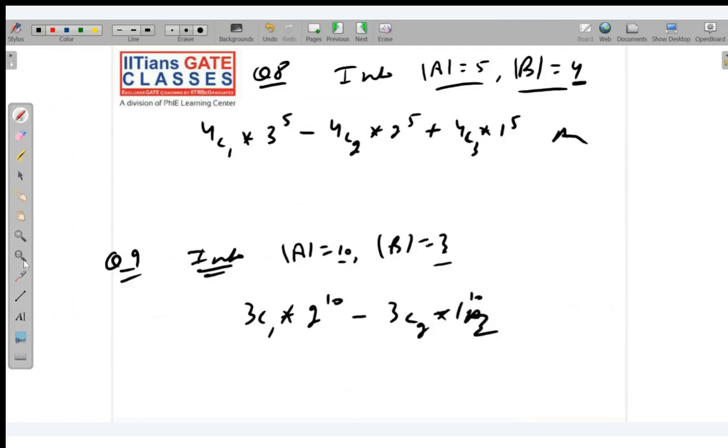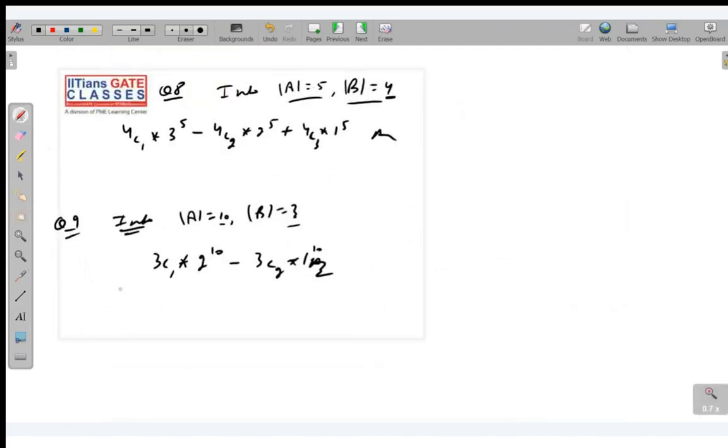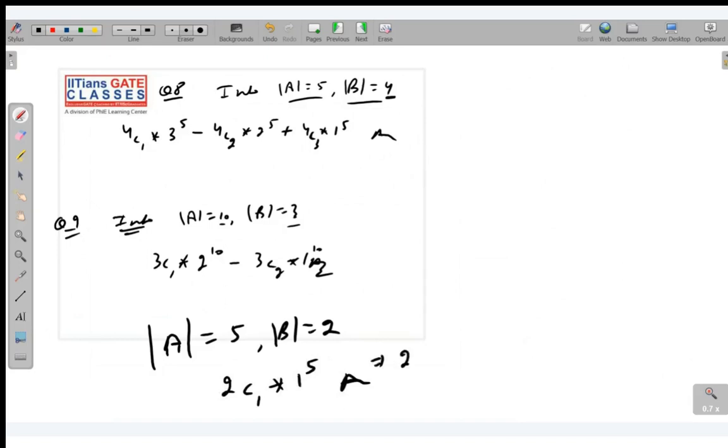And if you want an intuitive proof, let me give you an idea. You will get an intuition behind why this formula is working. Say A is having 5 elements and B is having 2 elements. How many into functions will be there? So what will be your answer? 2C1 into 1 power 5. That's it. 1 power 5 is 1, and 2C1 is nothing but 2.